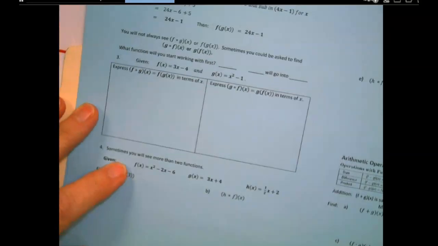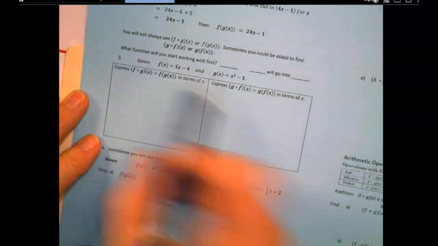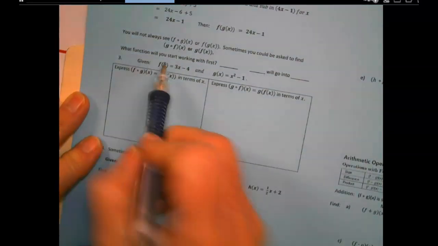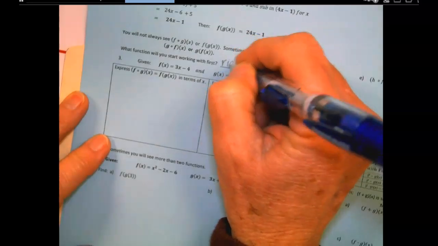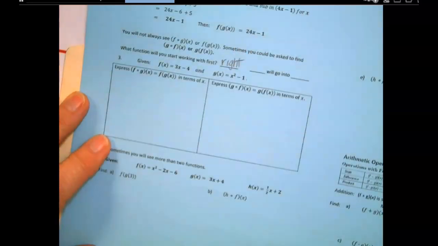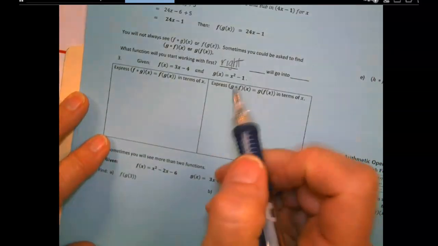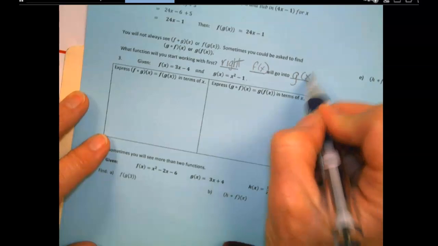All right, you will not always see f of g of x. Sometimes it could be g of f of x. What function am I going to start with? I'm always going to start on the right. And in this case, the f of x will go into the g of x.